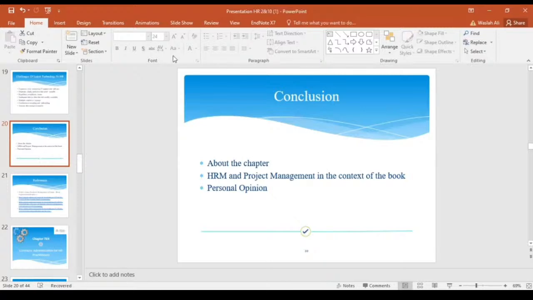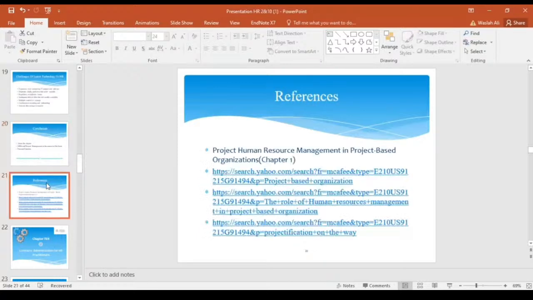Next slide. References. Most of the presentation is covered from the book Human Resource Management in Project-Based Organizations, Chapter 1, and the sum is from the links given below. Next.